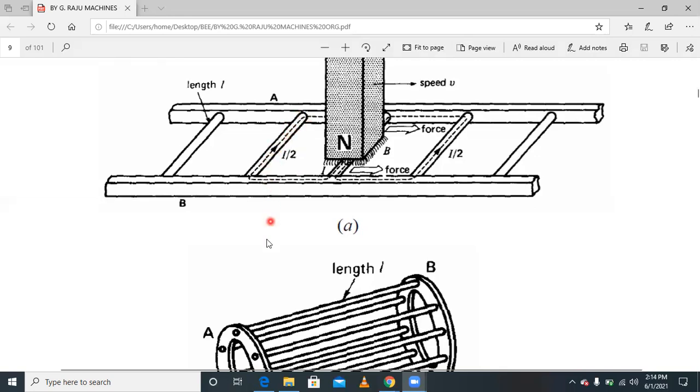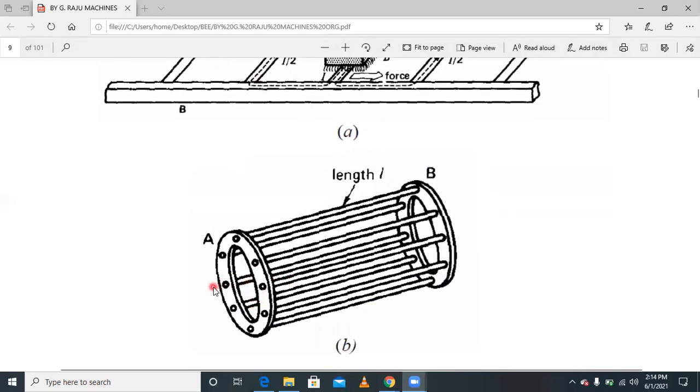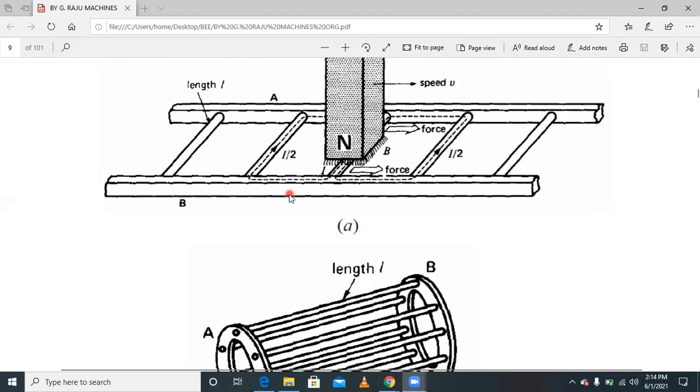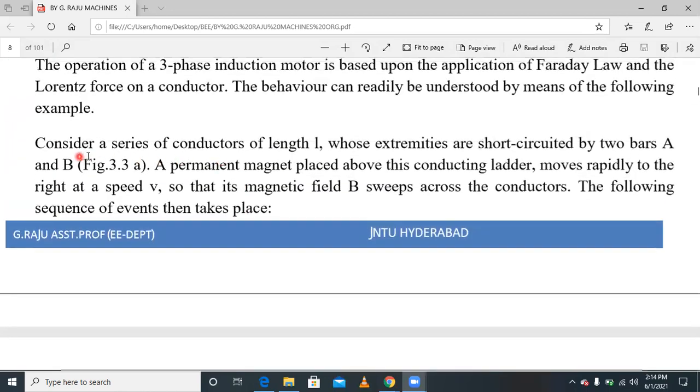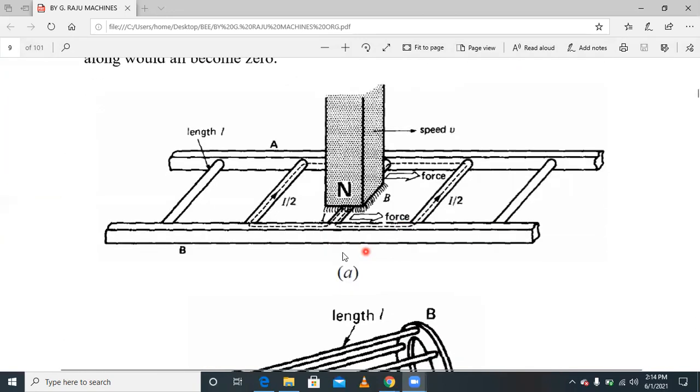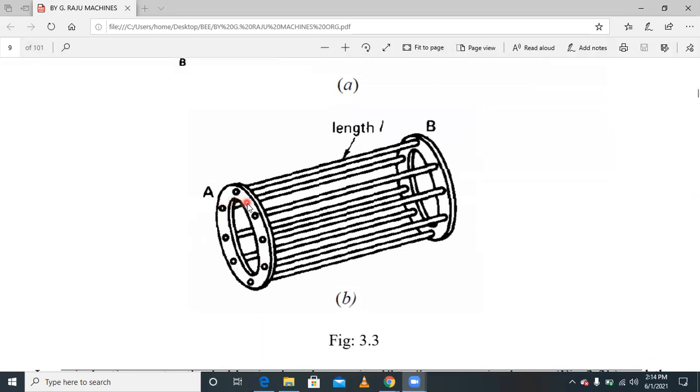By cutting the induction motor horizontally, it will look like this. Consider a series of conductors of length L whose extremities are short circuited by two bars, A and B. These are generally called end rings. A is one end ring and B is the other end ring.